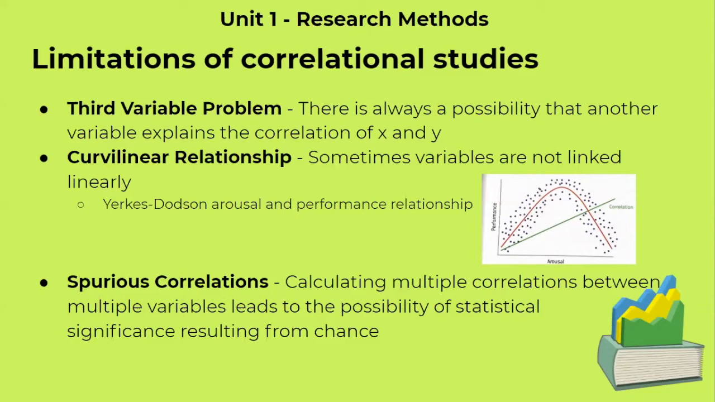And the third one is spurious correlations. This is when multiple correlations between multiple variables are calculated, which leads to the possibility of statistical significance resulting from chance. Since there are so many variables included, calculations could be wrong and it could not be statistically significant even if it says so.